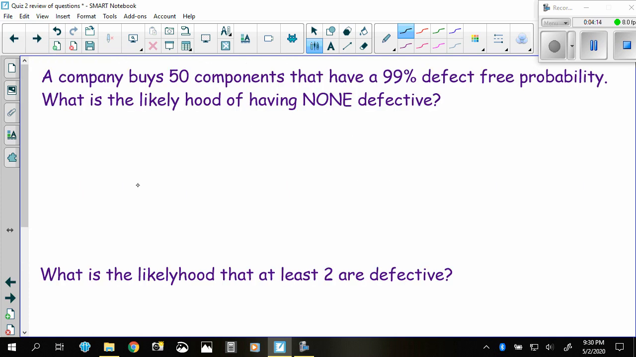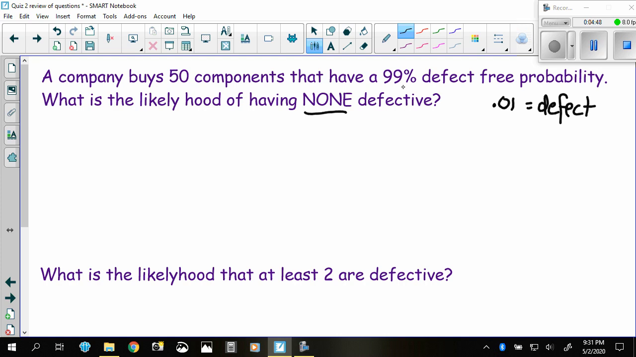Okay, moving on to questions 3 and 4. This talks about a company that buys components from another store that has a manufacturer with a 95% defect-free probability. So if it's 99% defect-free, that means there's 0.01 for a defect, because it's 0.99 defect-free. So we want to make sure that we know those two numbers, the actual value and its complement. Now, what's the likelihood of having no defects?